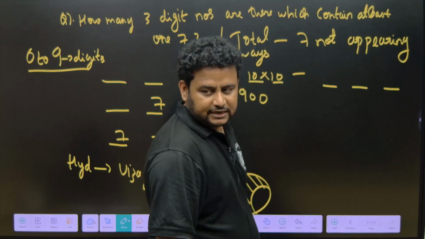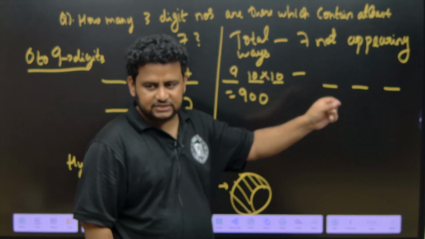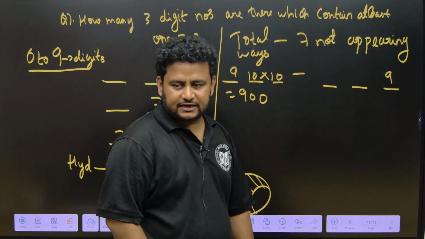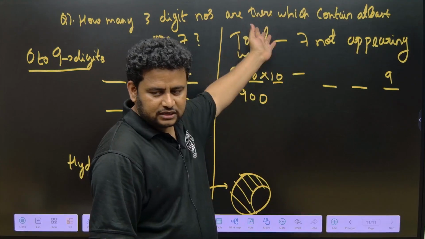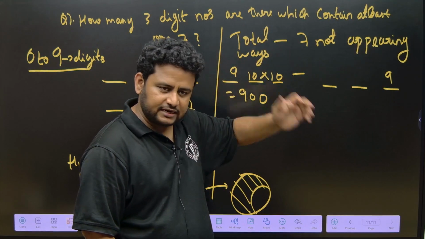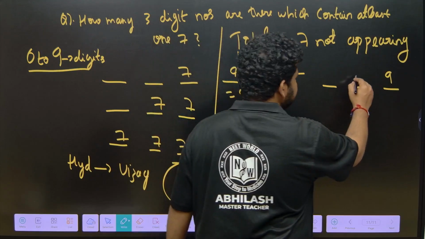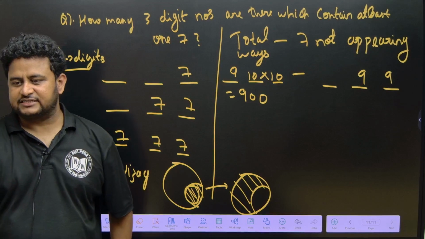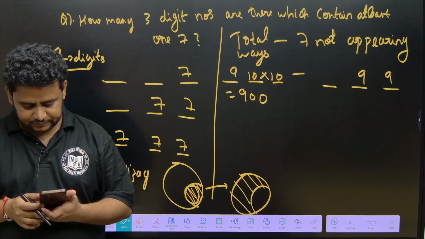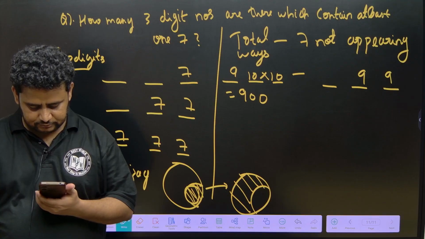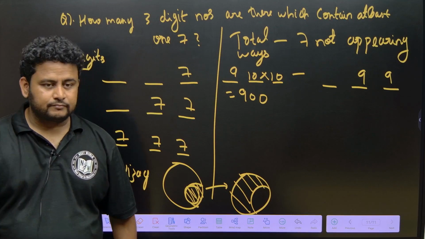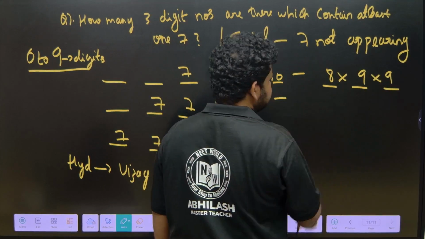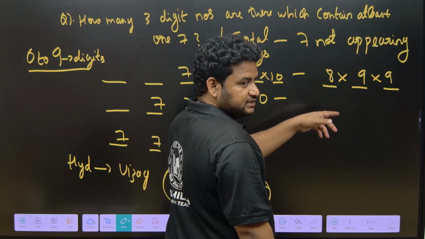7 should not appear. Correct? Out of all the digits except 7, I can write them. I can write 9 digits here. Now, out of all the digits, I should not write 7 and one more digit I should not write. What is that? 0. Correct. So here it is 8. So the answer is 900 minus 8 into 9, which is 72, 72 into 10 is 720.